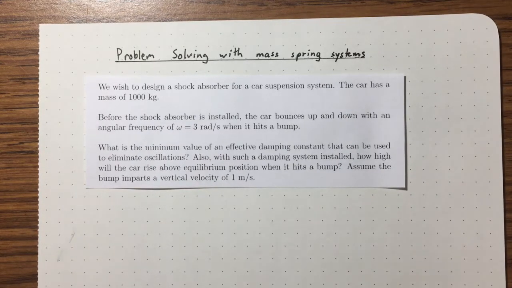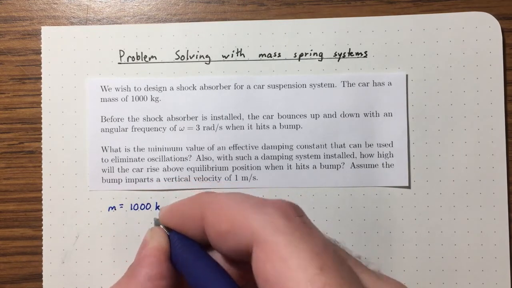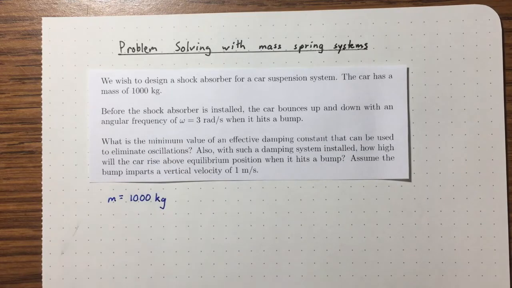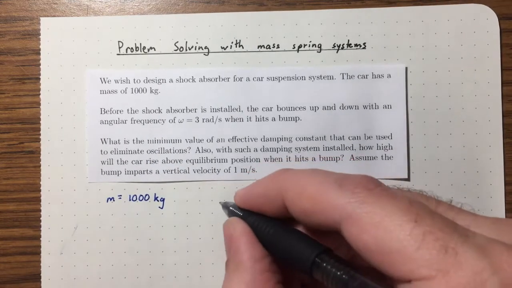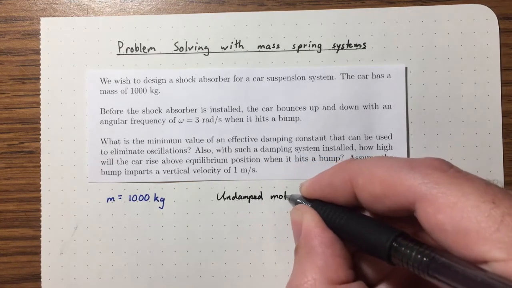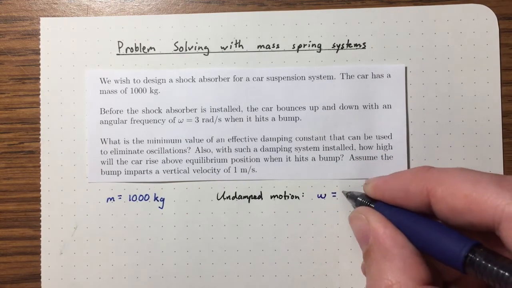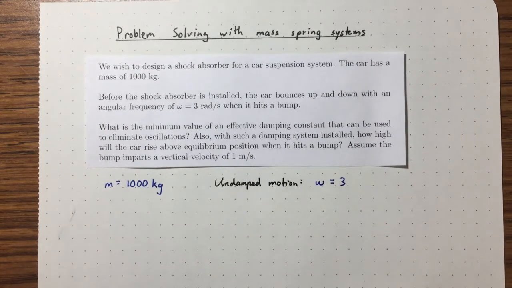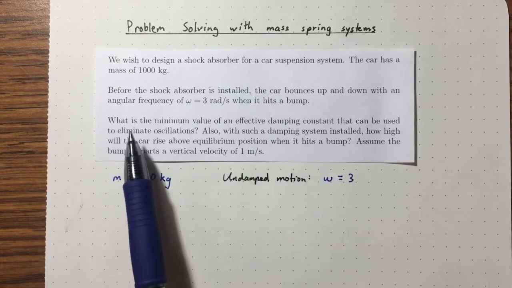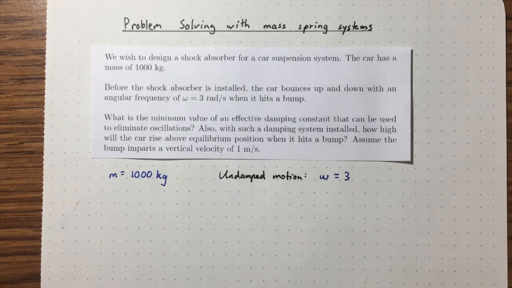The car has a mass of 1,000. Before we install the shock absorber, the car is going to bounce up and down with a certain angular frequency. So the undamped motion before the shock absorber is installed is going to have a frequency of 3 radians per second. We want to determine a couple things here. First, we want the minimum value of a damping constant that will eliminate the oscillations.